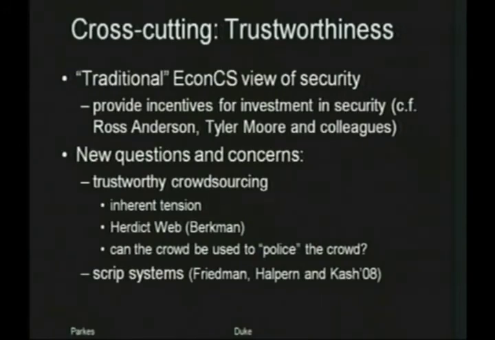So if you move to crowdsourcing, what's the appropriate notion of trustworthiness for crowdsourcing systems? Think about these as distributed computational systems. What would it mean for it to crash? What kinds of attacks might you expect? Things like that. There's a project at the Berkman Center called Herdict Web, where they're sourcing internet outages from all around the world because governments will censor internet sites. And that's the type of system you could imagine being attacked.